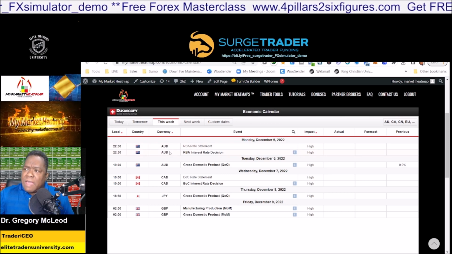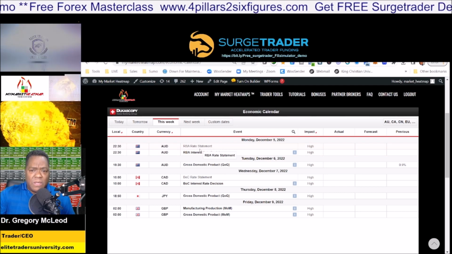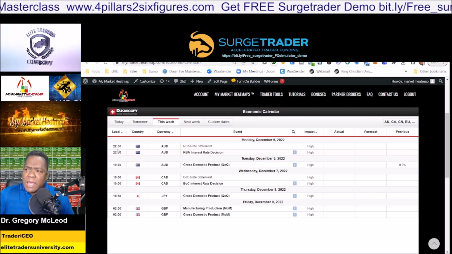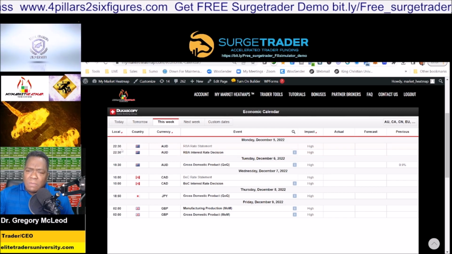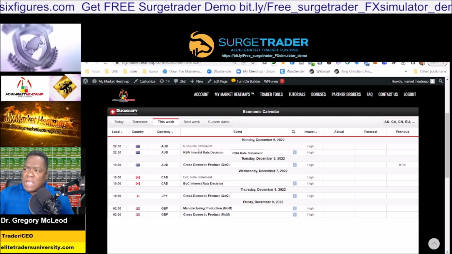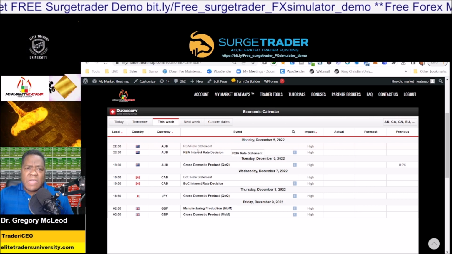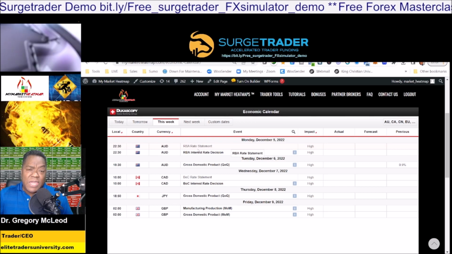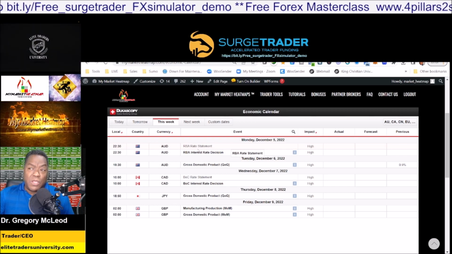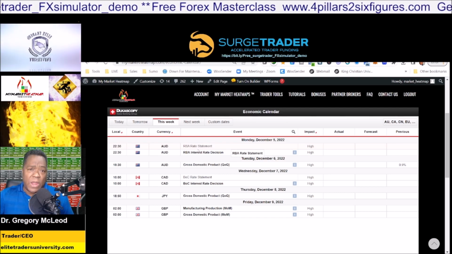So the Reserve Bank of Australia is going to have their rate statement coming out December 5th, 2022, at about 10:30 p.m. So it's going to be the evening in the U.S. Eastern time. If they announce a rate hike, that could cause the Aussie dollar to appreciate. If they leave rates unchanged, the currency may not move at all. But usually we look for big 50, 60, 70 pip moves after a rate announcement.